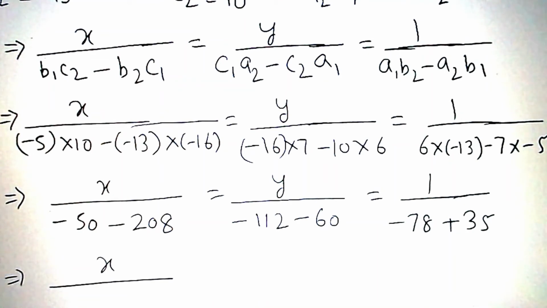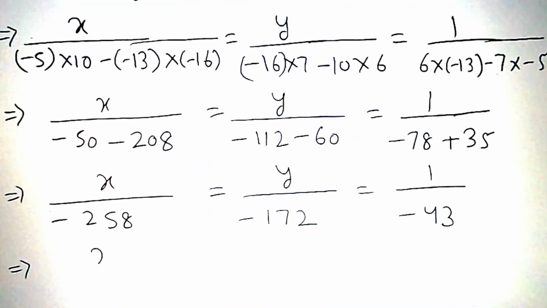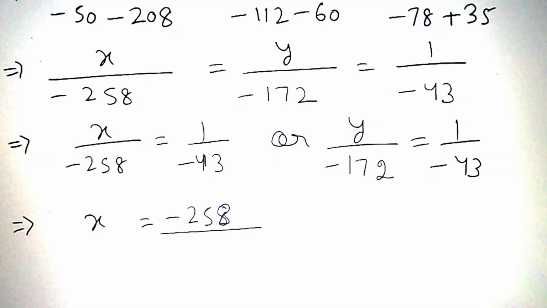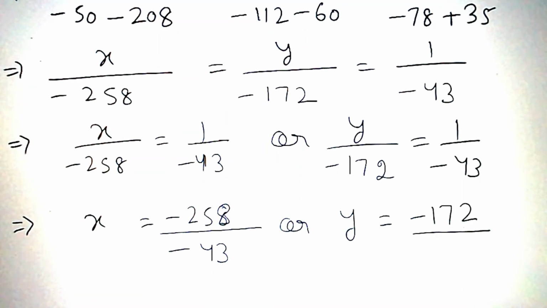x/-258 is equal to y/-172 is equal to 1/-43. x/-258 is equal to 1/-43, or y/-172 is equal to 1/-43. x is equal to -258/-43, or y is equal to -172/-43. Therefore, x is equal to 6 and y is equal to 4.